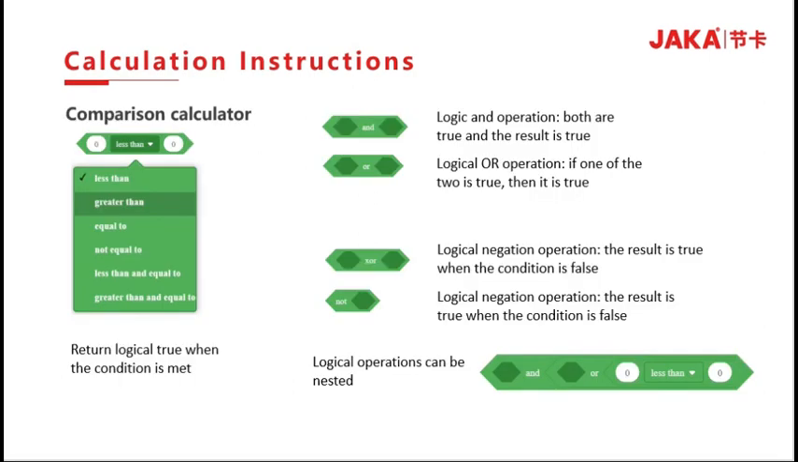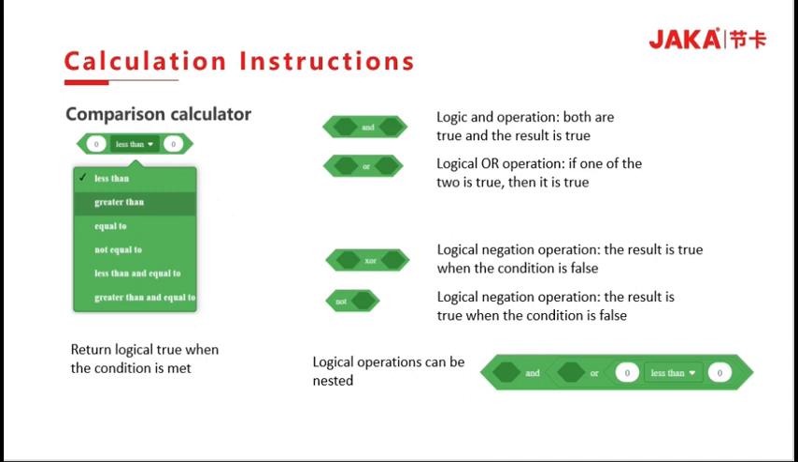Comparison operators. Click the drop-down list of the comparison operators. You can select less than, greater than, equal to, not equal to, then less than or equal to, greater than or equal to, and the instruction returns logical true when the conditions are met. Logical operators: the AND operation means that when both are true, the result is true.